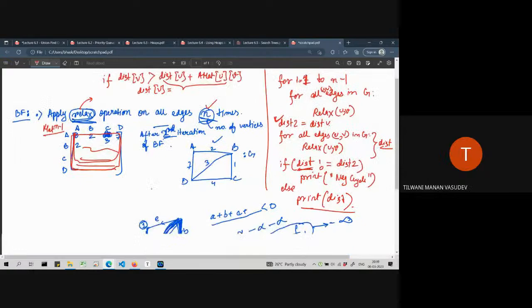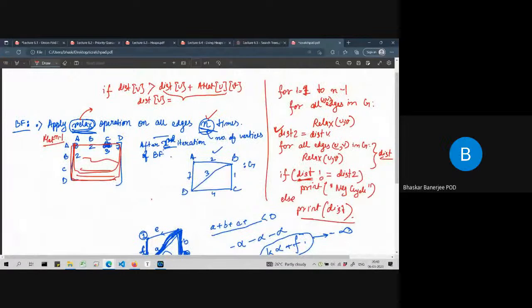Can you explain that if distance not equal to distance two? It's a matrix. This is pseudocode, so basically this is a matrix, it's not a variable. Distance matrix. I mean, let's say this matrix where I was storing all the pairwise distances.